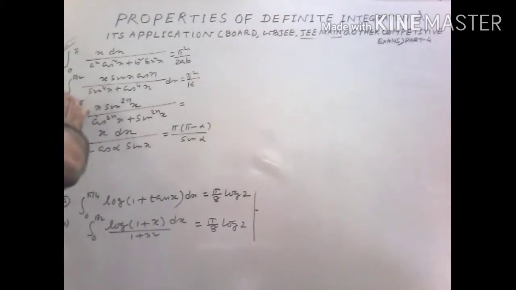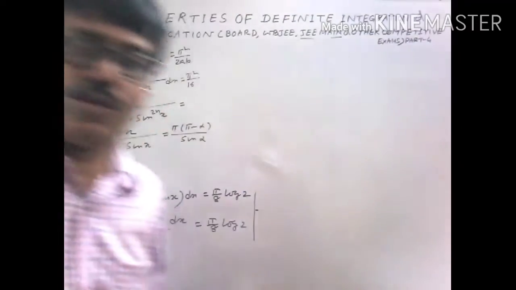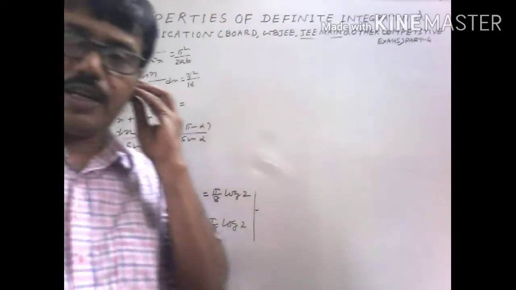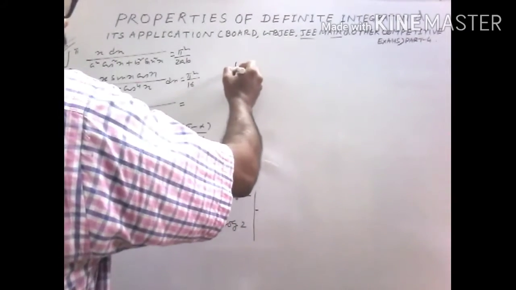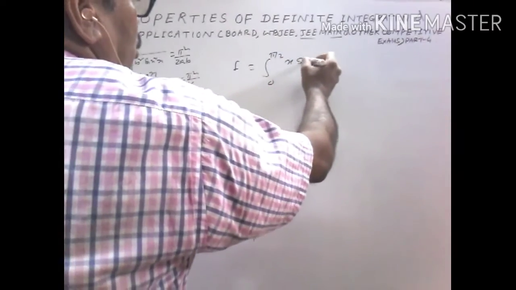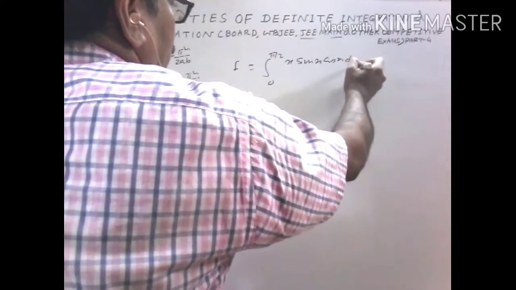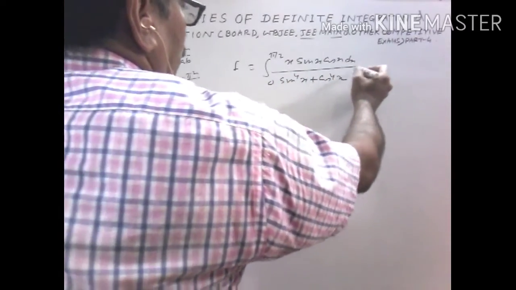So we consider B, C or D. Suppose problem number B. Our main aim in each case is to cancel x. So call it I. Exactly the same procedure: x sin x cos x dx by sin to the power 4x plus cos to the power 4x.